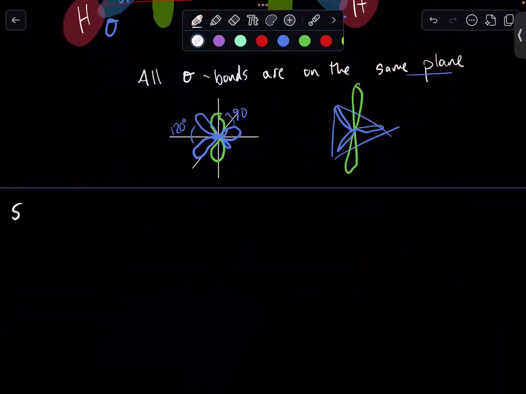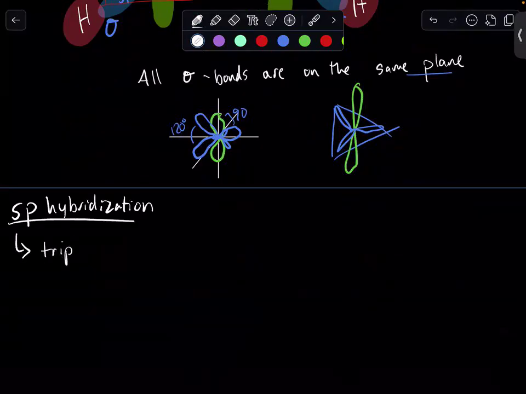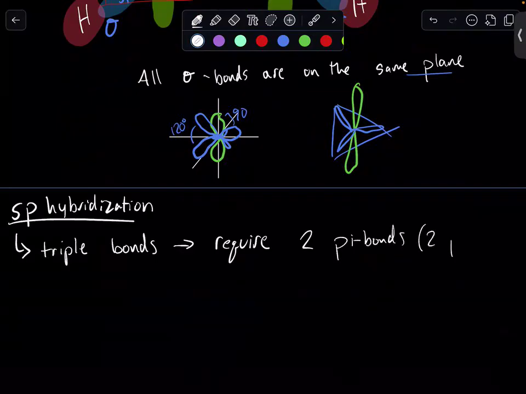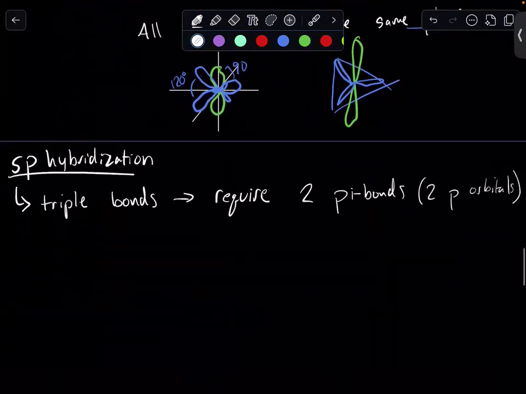The last form of hybridization we have is sp hybridization, which by the name we now know is going to be a singular s orbital and a singular p orbital, and this happens in triple bonds. Because triple bonds require 2 pi bonds, which means 2 p orbitals necessary.